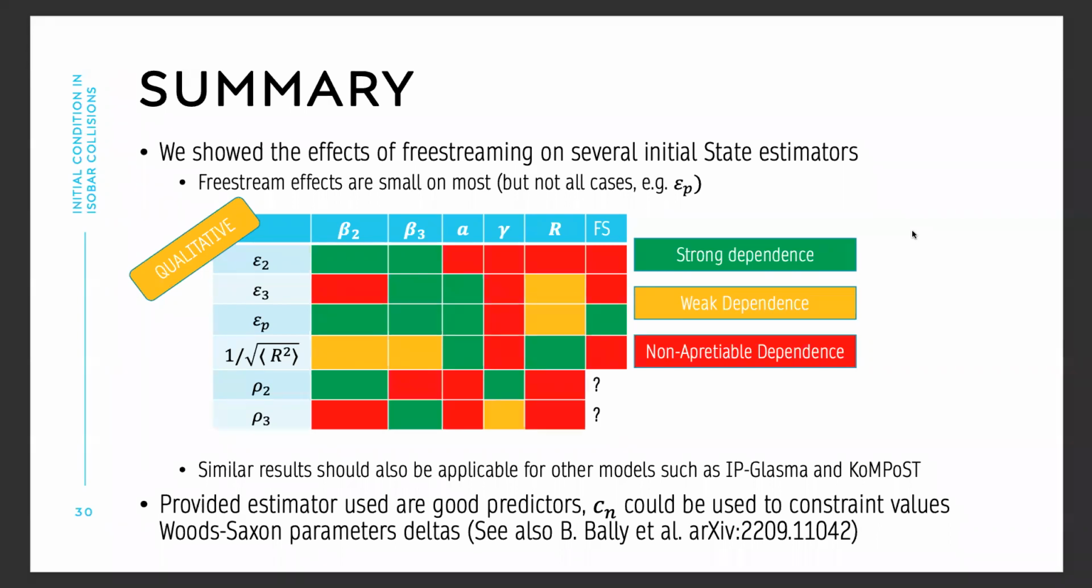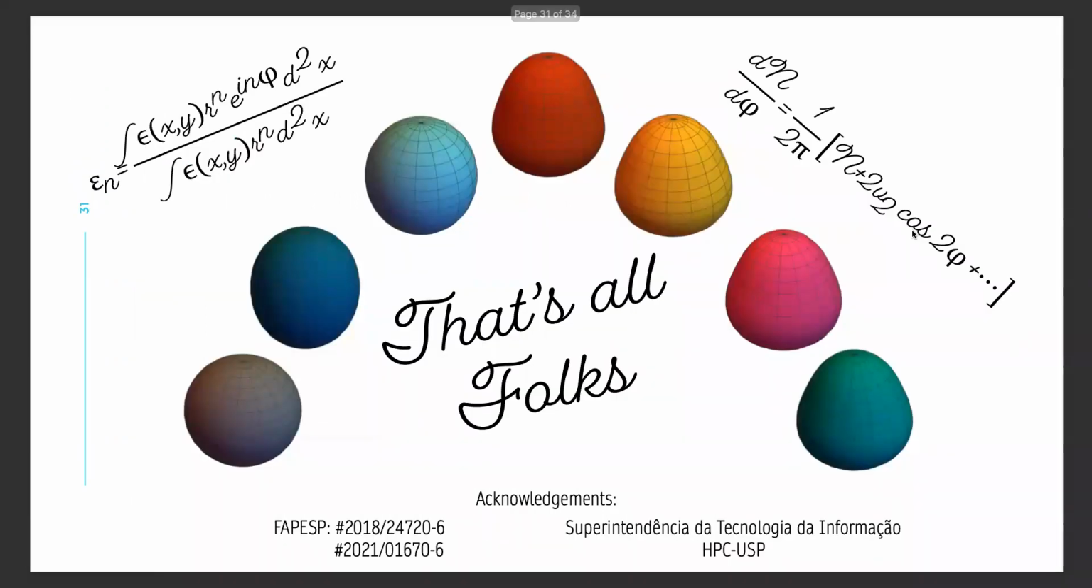And the other thing is that if we believe that these estimators are good predictors, these C_n for a given isobar system, so in our case, ruthenium and zirconium, if we could isolate their values, we could then try to apply this to isolate the deltas from the Woods-Saxon. But that's, well, it's a work in progress yet. Thank you, everyone.